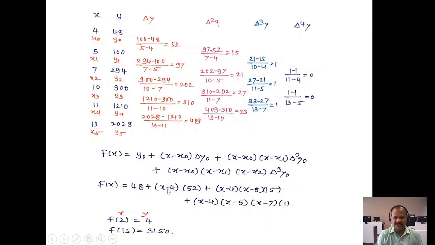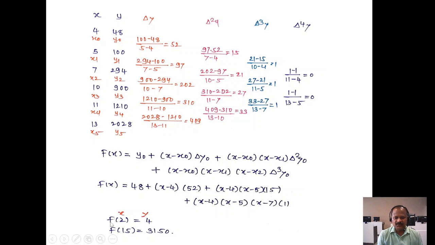You can see the formula: 48 plus x minus 4 into 52. 52 is delta y0. Plus x minus x0, x0 is 4, then x minus x1, x1 is 5. So x minus 5 into the second divided difference, delta square y0. Here delta square y0 is 15. So you can write here 15 plus x minus x0, where x0 is 4, so x minus 4, plus x minus x1, x1 is 5, so x minus 5, x minus x2, x2 is 7, so you can write here 7. And the third difference, delta cube y0, is 1. So you can write here 1. Solve this equation.